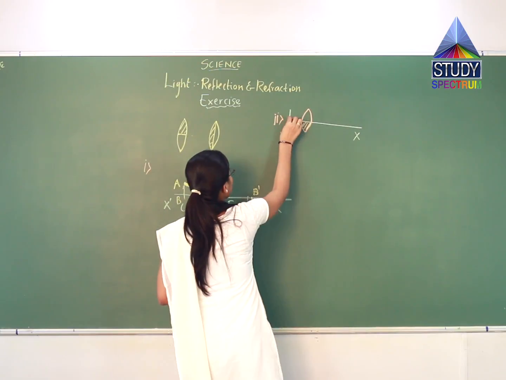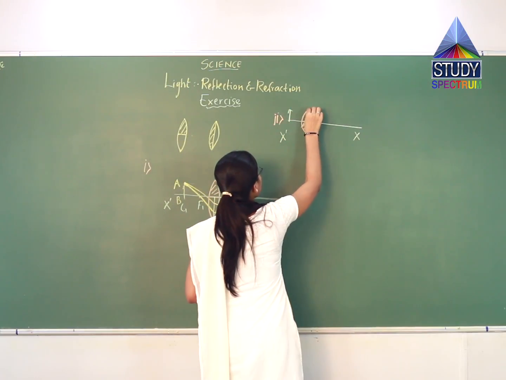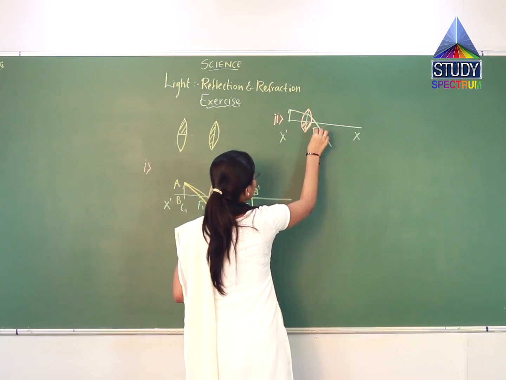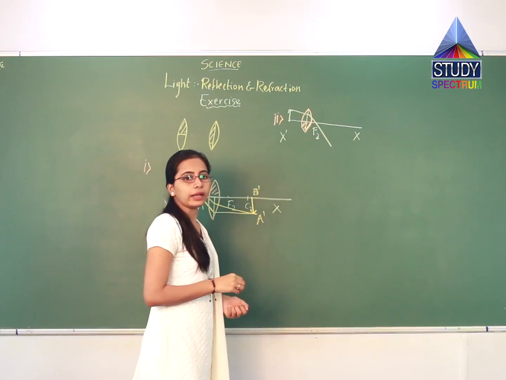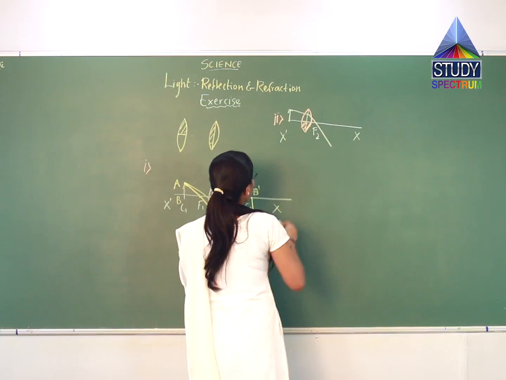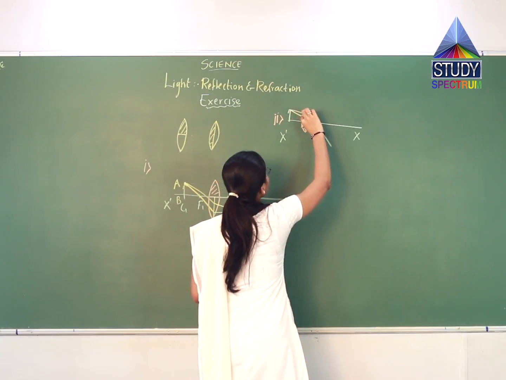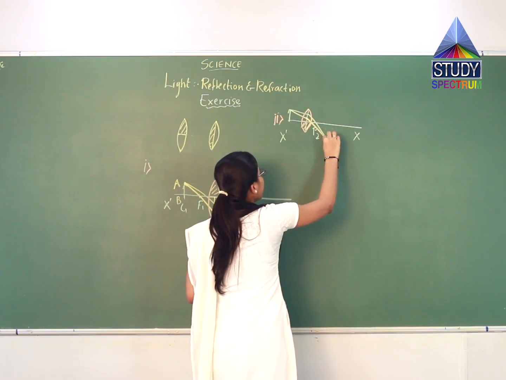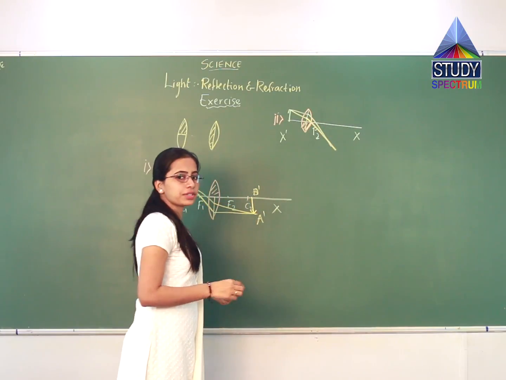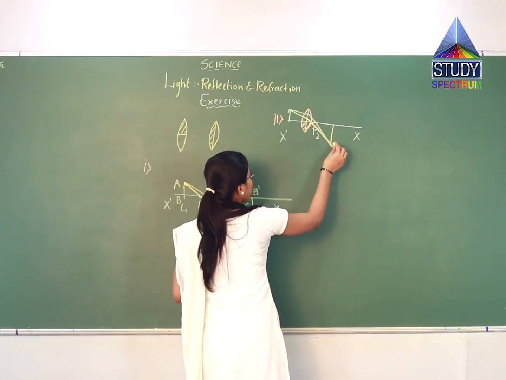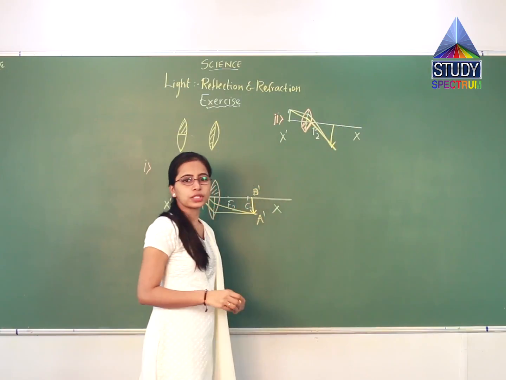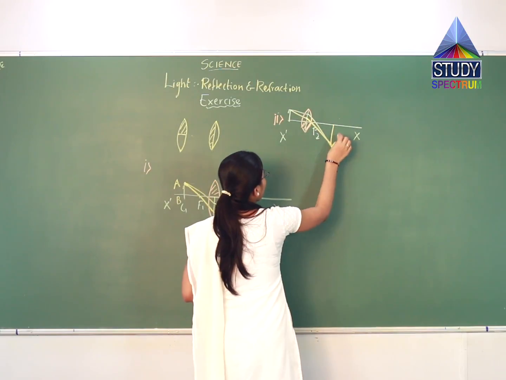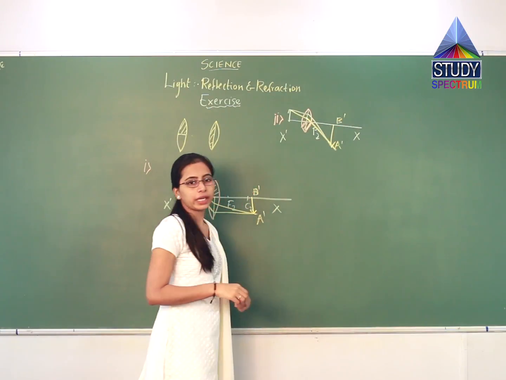Then we will place object here. The ray will travel and come from focus. Suppose F2 is here, and another ray will also travel and it will also get refracted on other side, and it will cross the first ray and you will get the image here like this. So this will be again the inverted image, A dash, B dash here.